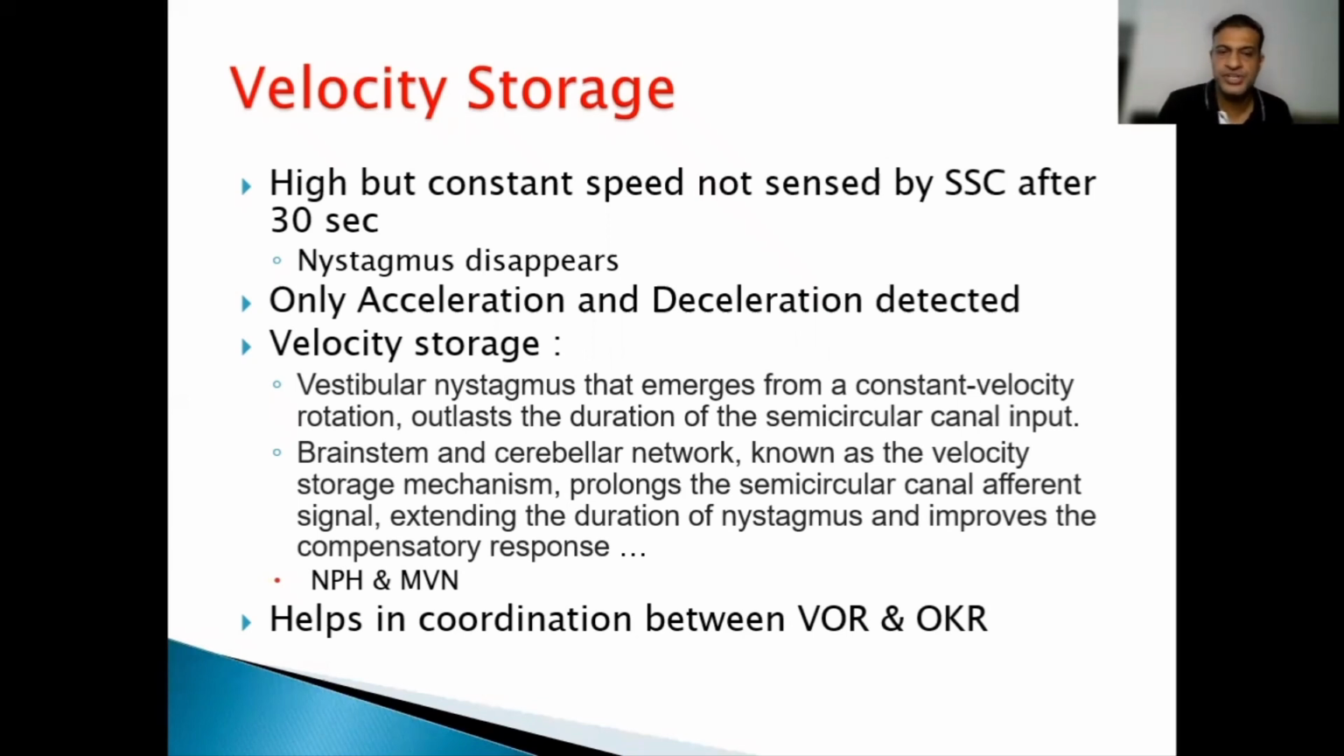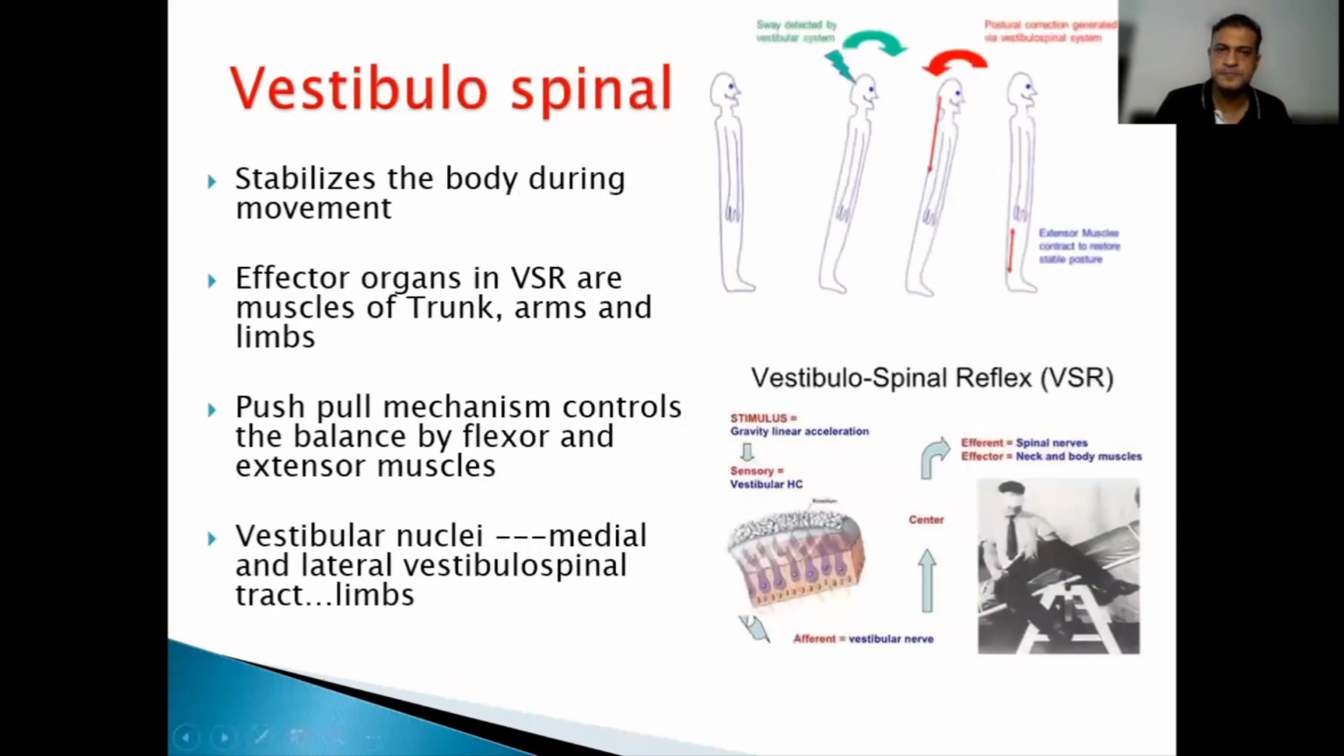However, it has been noticed that with the involvement of the brainstem and the cerebellar network, in spite of this, the head is able to have a compensatory nystagmus, or the head is able to get the sensation that it is still moving. And this is called the velocity storage mechanism, which helps the brain have an idea that the head is in constant slow rotatory movement. It is mainly the VOR and the optokinetic reflex which help in this.